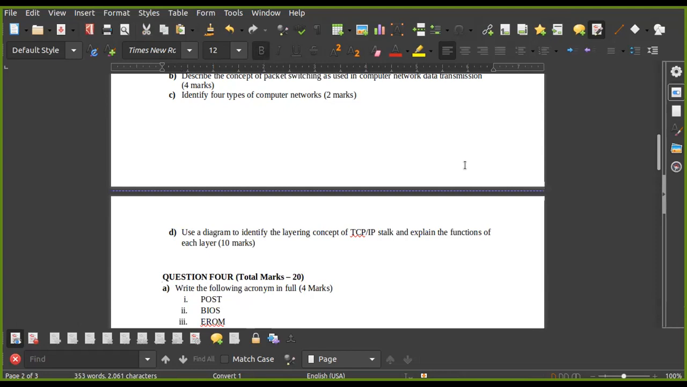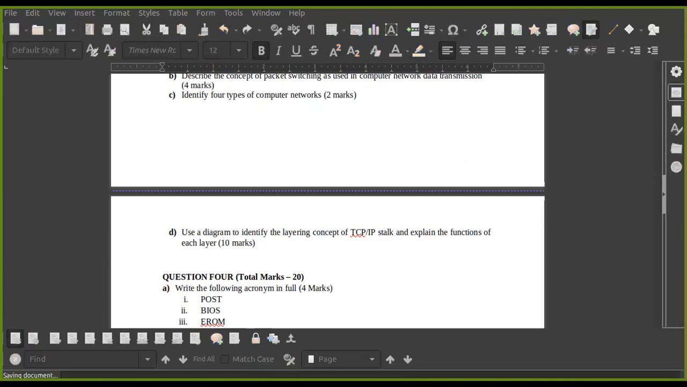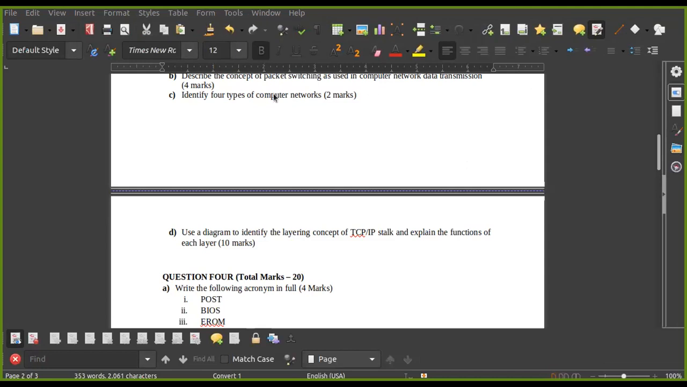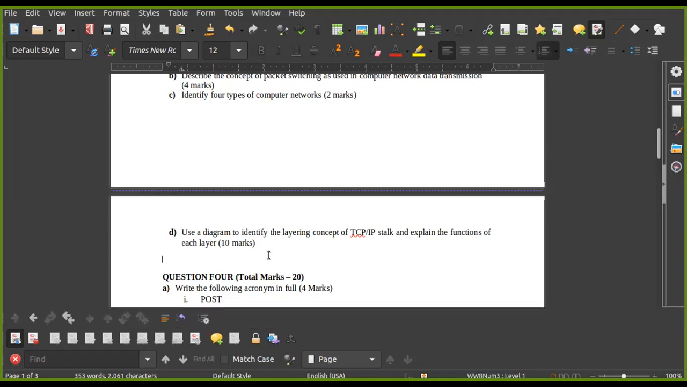Use a diagram to identify the layering concept of transmission control protocol, internet protocol stack, and explain the functions of each layer. So this one I need to show you, just give me a minute. So allow me later. That is not in memory. Continue. Then come back once it has loaded.